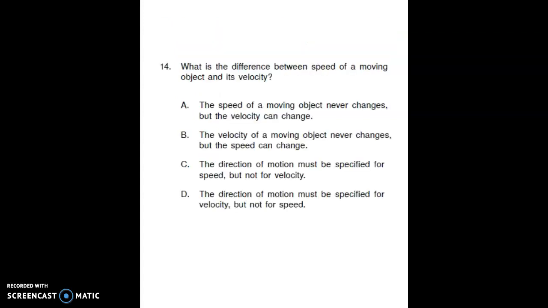Question 14. What is the difference between the speed of a moving object and its velocity? A. The speed of a moving object never changes, but the velocity can change. B. The velocity of a moving object never changes, but the speed can change. C. The direction of motion must be specified for speed, but not for velocity. Or D. The direction of motion must be specified for velocity, but not for speed.